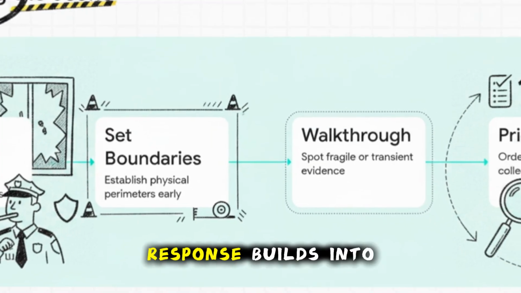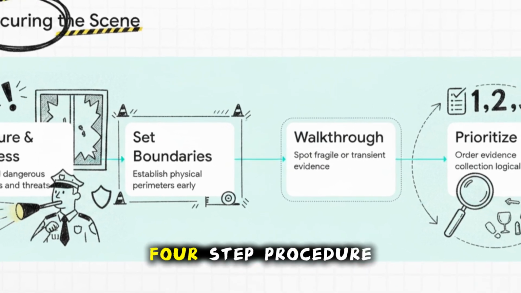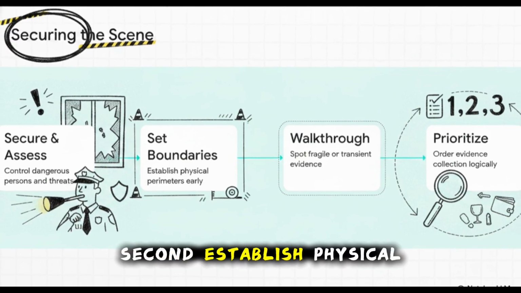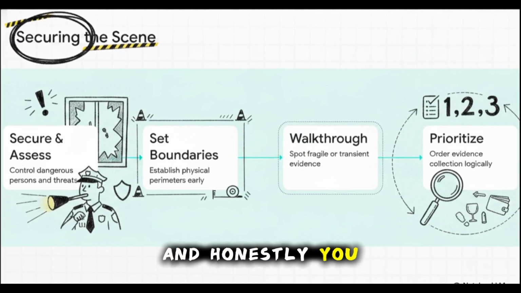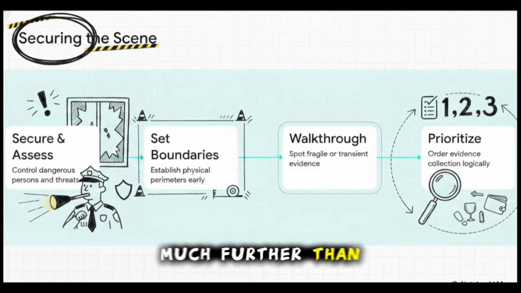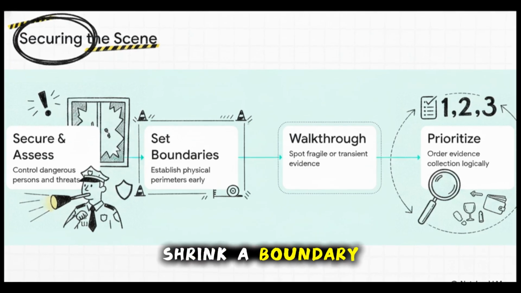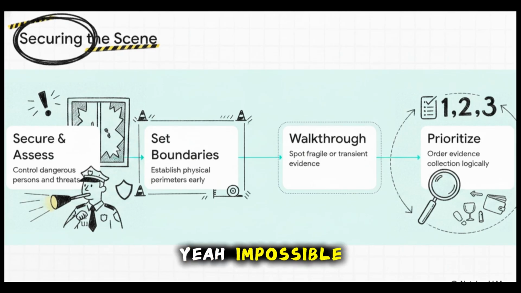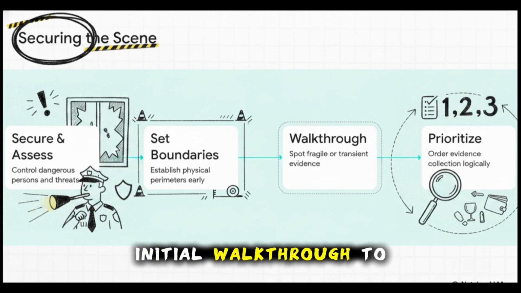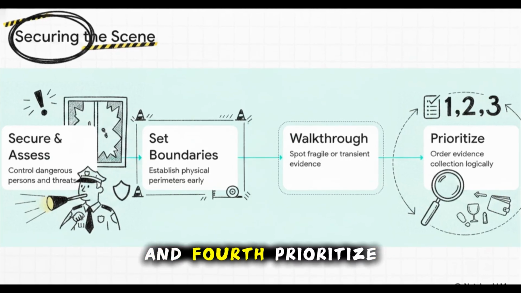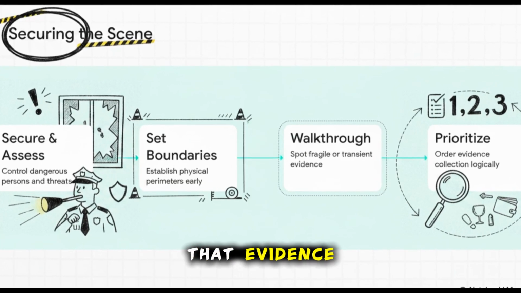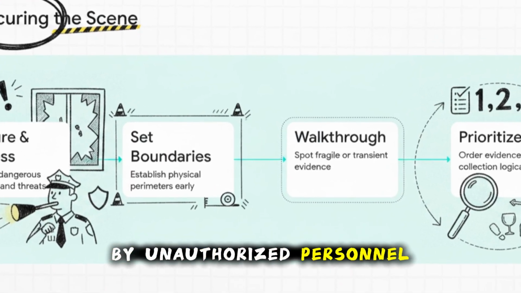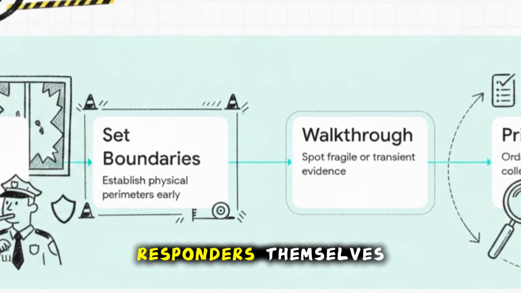And this initial response builds into a really rigorous four-step procedure. First, secure and assess the area. Second, establish physical boundaries. And honestly, you usually want to push these boundaries out much further than you think you need. Because, well, you can always shrink a boundary later, but expanding it once a reporter has casually walked through your crime scene? Yeah, impossible. Third, conduct an initial walkthrough to spot fragile evidence. And fourth, prioritize the collection of that evidence. This ensures the static space remains completely uncontaminated by unauthorized personnel, the weather, or even the first responders themselves.